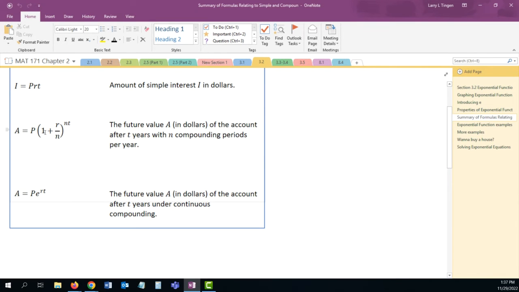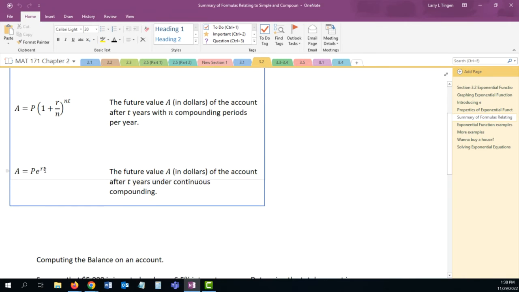As n goes off to infinity, 1 plus 1 over n to the n goes off to e. So what we end up with is a limit of e, and then what we have is continuous compounding. So the continuous compounding is P e to the RT. Continuous compounding is not something you're typically going to see in a bank account. Continuous compounding is what you're going to see when you have a colony of bacteria, or a radioactive element that's undergoing radioactive decay. Those are the real world places where you're going to see continuous compounding.